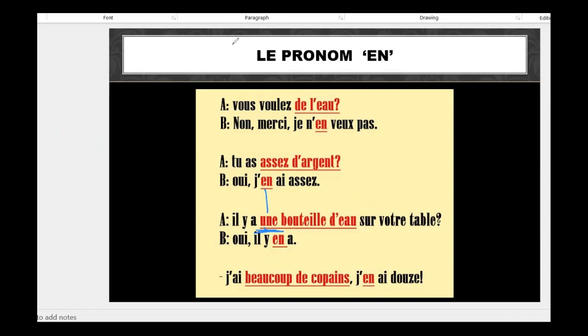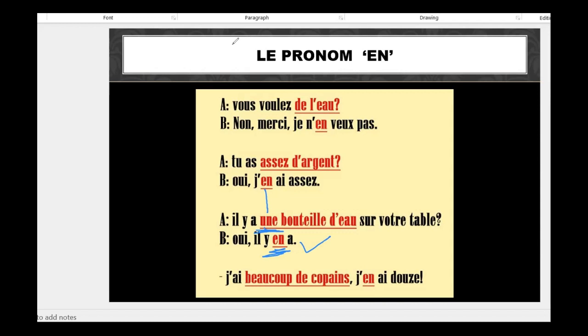Either you can reply like this, oui, il y en a. This is also correct. That means you are acknowledging this question, and you are saying, yes, there is one of it. Oui, there is one of it.